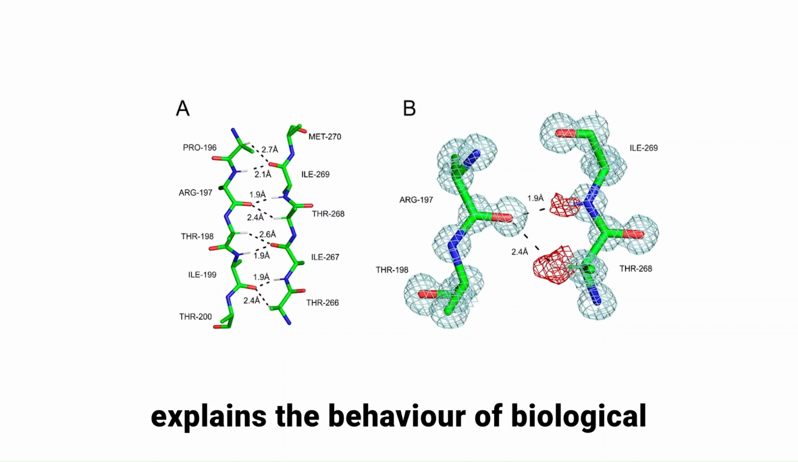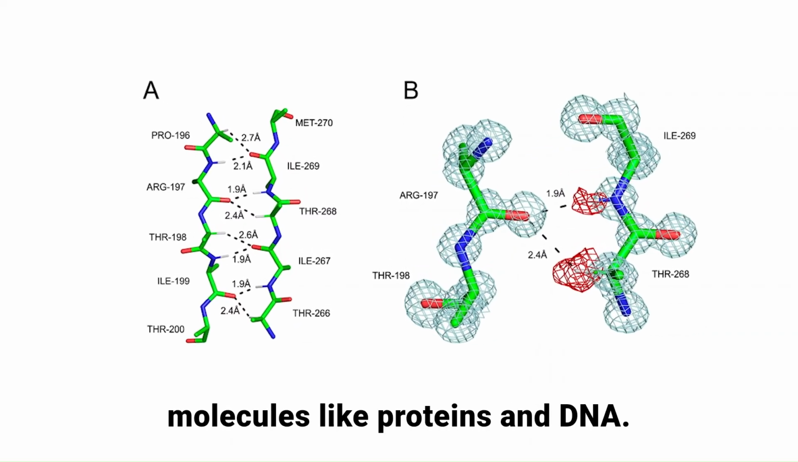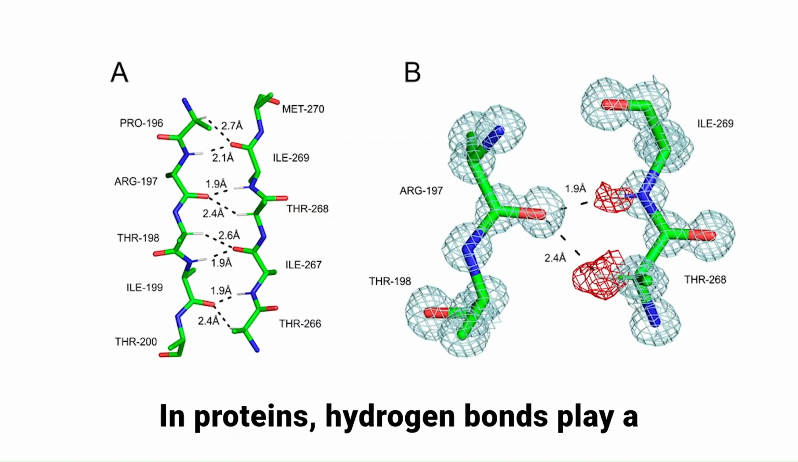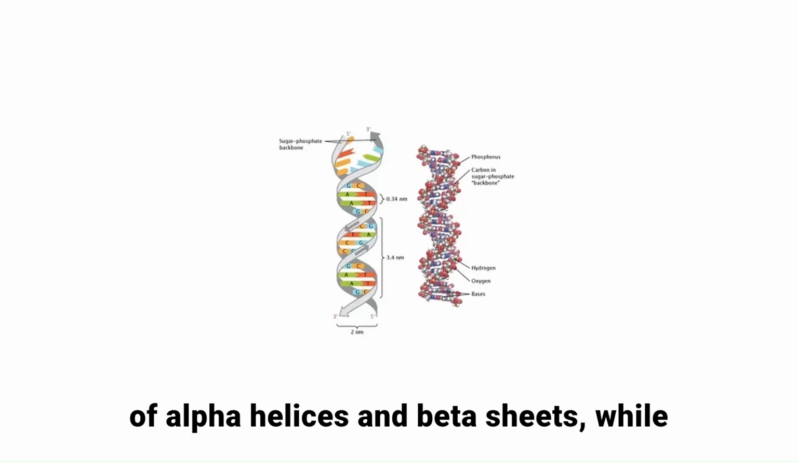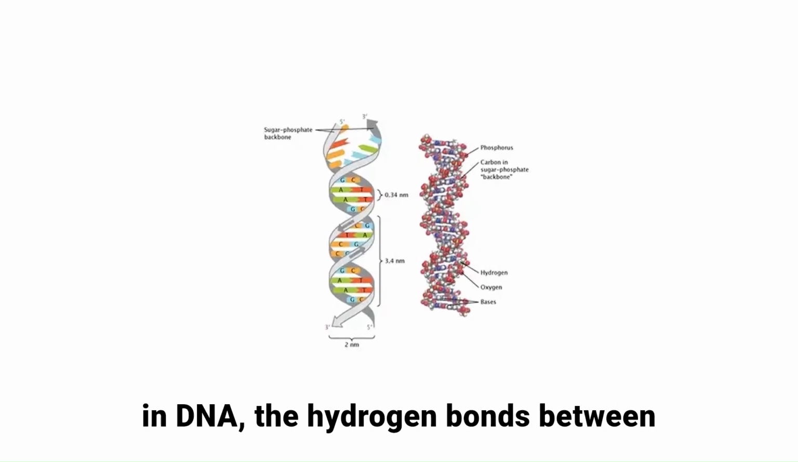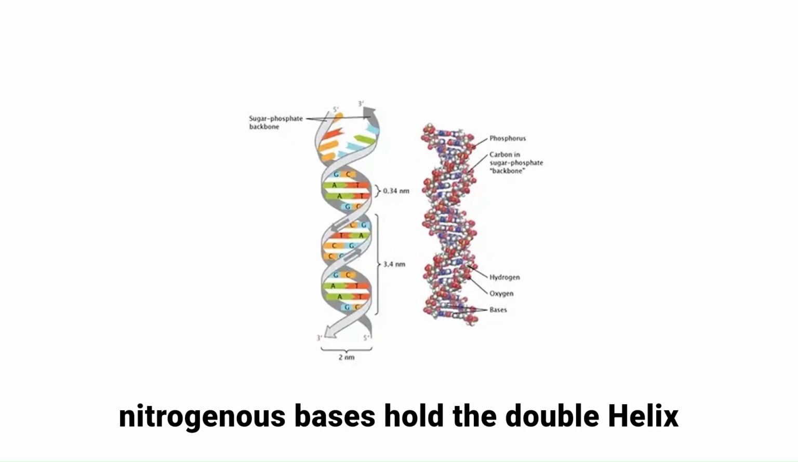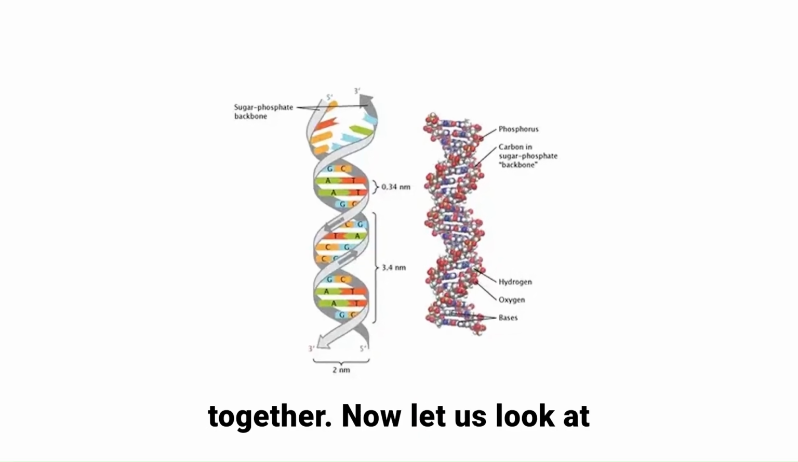Hydrogen bonding not only affects the solubility of organic compounds but also explains the behavior of biological molecules like proteins and DNA. In proteins, hydrogen bonds play a crucial role in maintaining the structure of alpha helices and beta sheets, while in DNA, the hydrogen bonds between nitrogenous bases hold the double helix together.